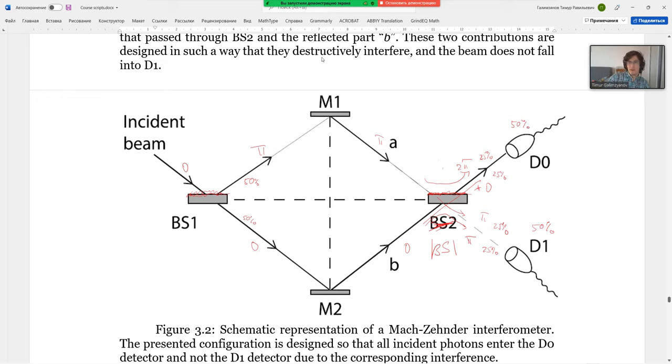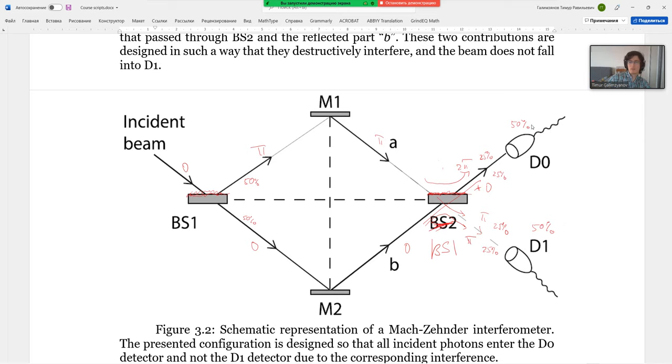However, here are the outcomes. We can make the path of the light and the beam splitter in such a way that these two light beams would interfere with each other, and in this direction they would interfere destructively. So here we'll have 25% minus 25%, which gives us nothing. They would interfere destructively, and we would get not 50% but 0%.